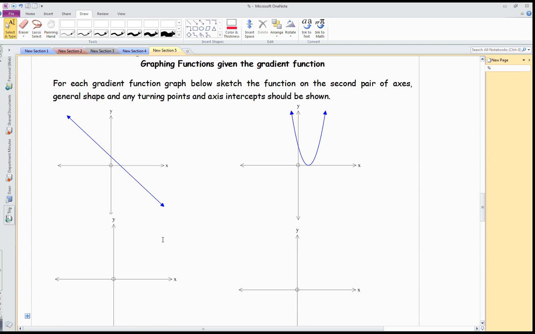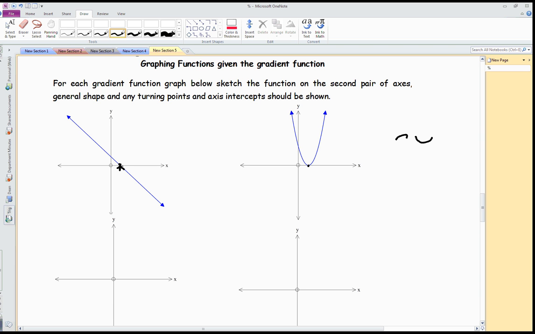Hi there, this is the video on the second part of the worksheet where we are graphing functions given the gradient function. So we're going backwards. In this worksheet it is very important that you actually look at the 0 point of each of these graphs when the gradient is 0, because that will tell you that you have got a turning point. So you've either got a turning point going up or a turning point going down.